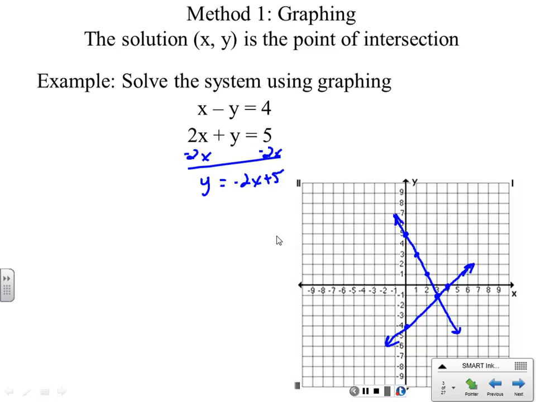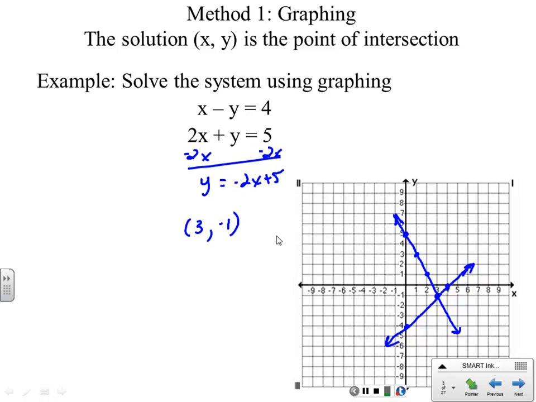Now, the solution to the system is the ordered pair where these two lines intersect. Well, when I graph, I'm just going to have to guesstimate. I think that it intersects at (3, -1). But to know for sure, I would have to check my answer in the back of the book, or I can plug (3, -1) into the system.